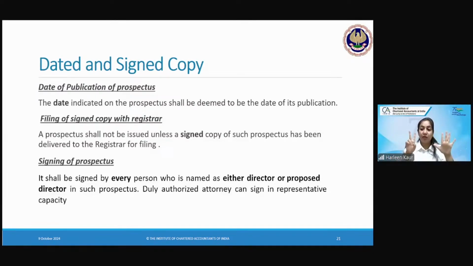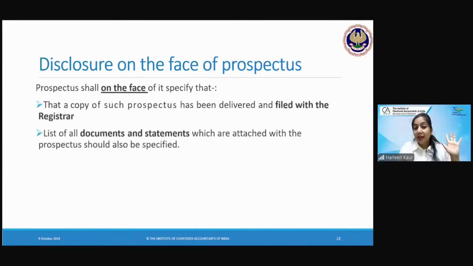Point number 7, you should have all written. Point number 7, we did the exceptions. Point number 8, if you're making the notes, signed copy of the prospectus shall be filed with the ROC. Now, disclosure on the face of prospectus. What all needs to be disclosed on the face of the prospectus? So basically on the front pages of the prospectus, following things should be mentioned clearly.